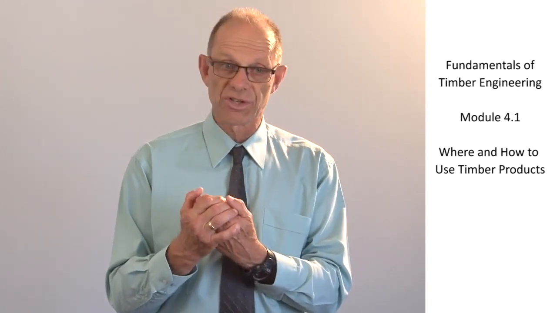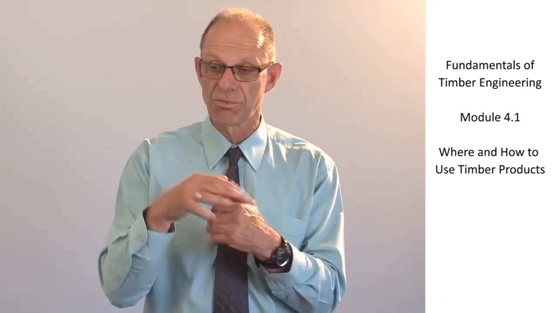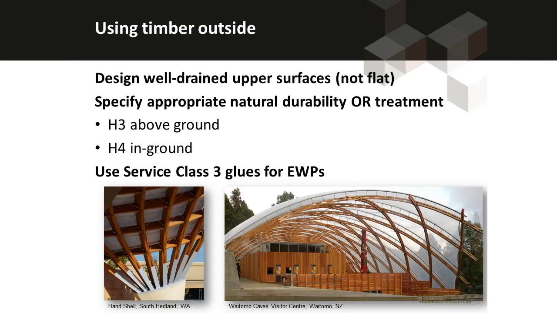Other devices we can use to keep the timber dry is avoid horizontal upper surfaces of the timber. Those horizontal upper surfaces are going to trap moisture, moisture will pond on them, but if there's a slope on those upper surfaces, then the moisture is going to run off. Appropriate levels of treatment are also really important, and appropriate glues for external environments are also important.